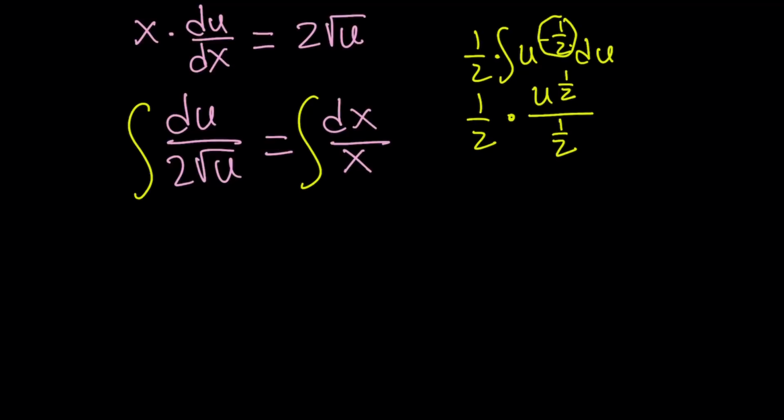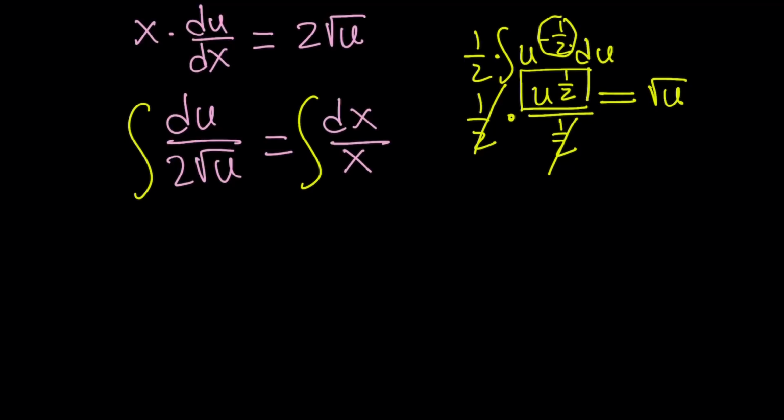And of course there's a plus c, but we don't have to worry about it right now. And then the 1/2 is going to cancel out, leaving us with u to the power 1/2, which is the same thing as square root of u. That's why if you integrate 1 over 2 times the square root of u, you get square root of u.